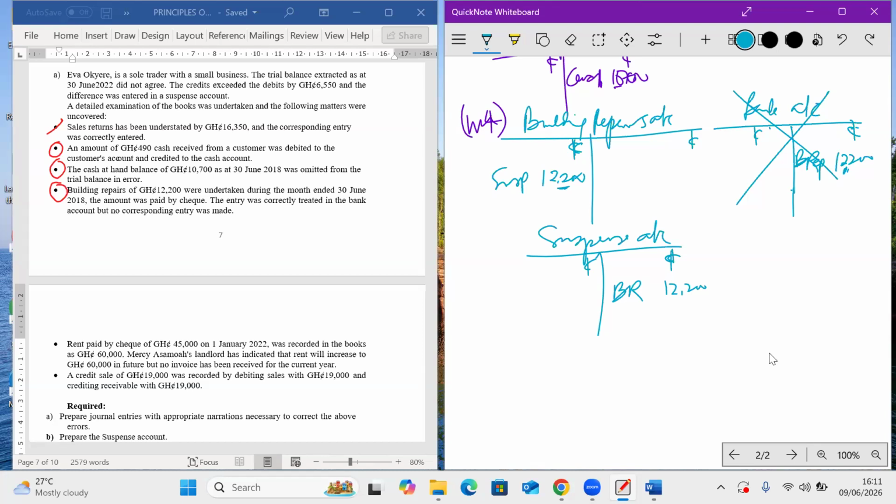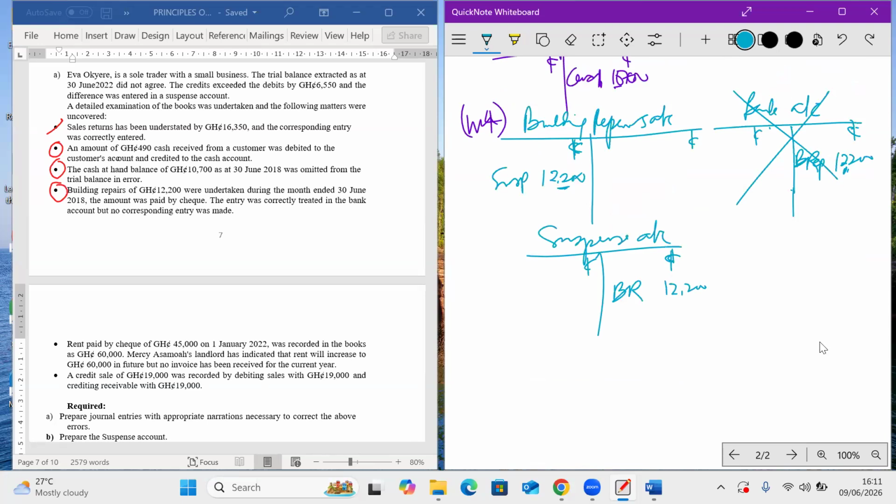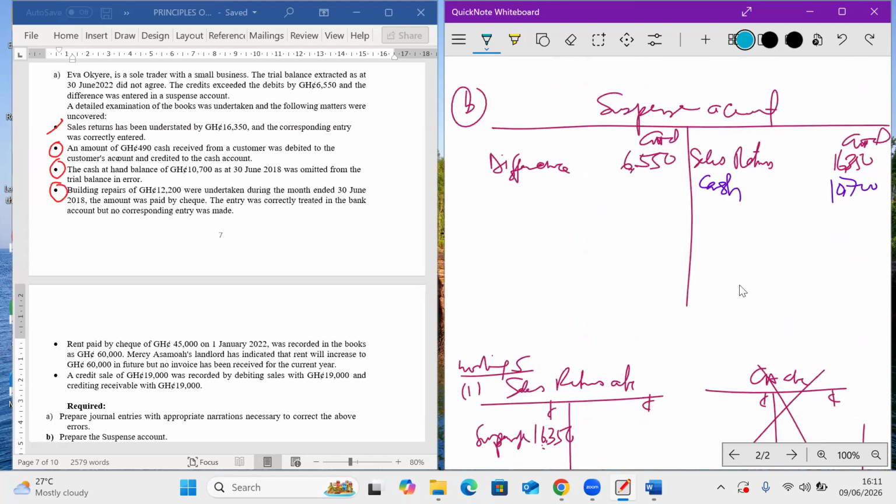Okay, let's go. We have the building repairs account. So let's go to the suspense account. This is the suspense account. It is recorded on the credit side here: credit side, building repairs, right? How much is it? 12,200.